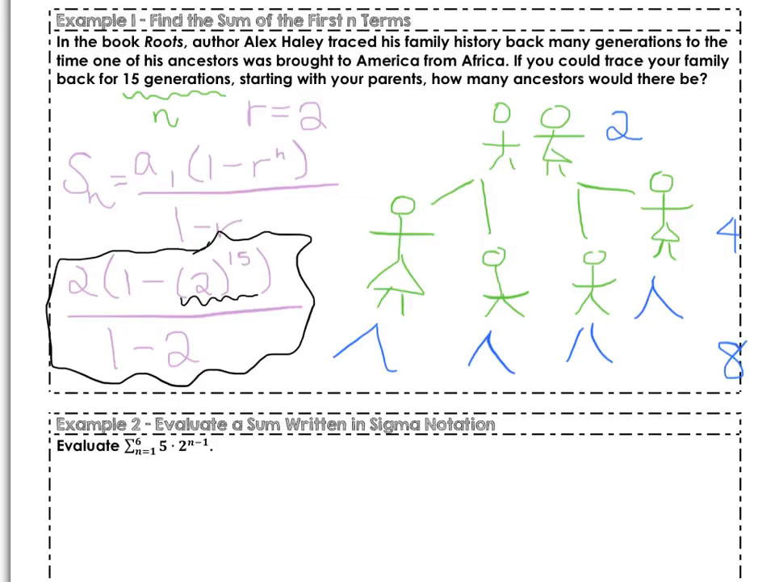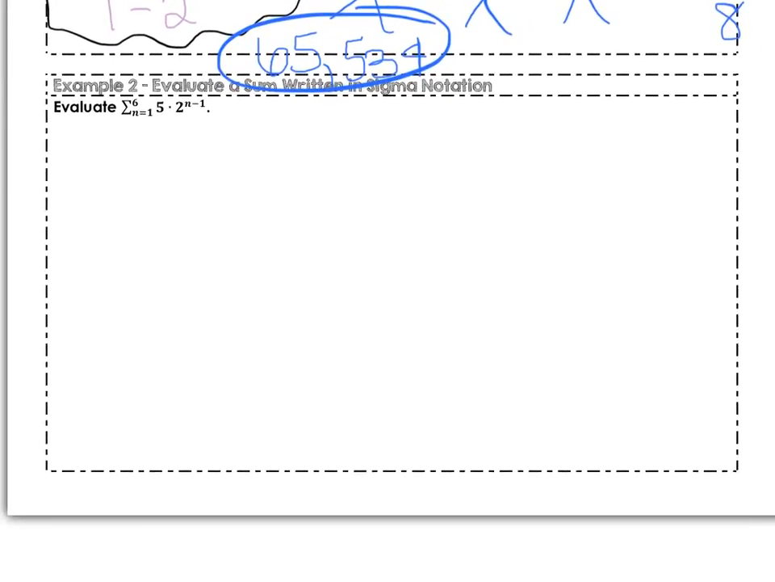Don't let your calculator make you seem silly. 2 to the 15th, you need to do your exponents, and then you would multiply by the subtraction out front, okay? So if you type this in, make sure you're checking your work. You get 65,534 ancestors, okay?